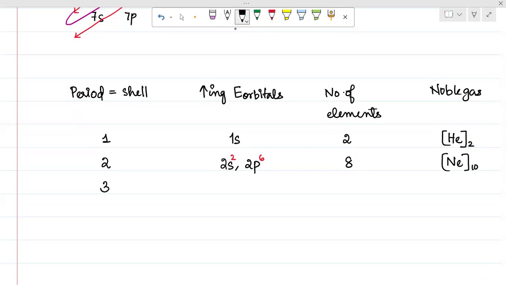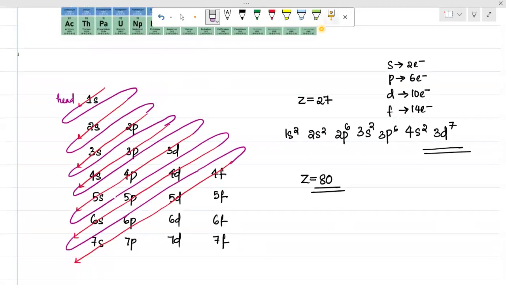Next, let's see the third period. Who all are present? We know 3s and 3p only. You might think 3d is also present, but no. Why? Because, let me go back. If you look at 3d, you can see that 4s is filled before 3d. So if the electron enters 4s, it belongs to the fourth period and not the third period.